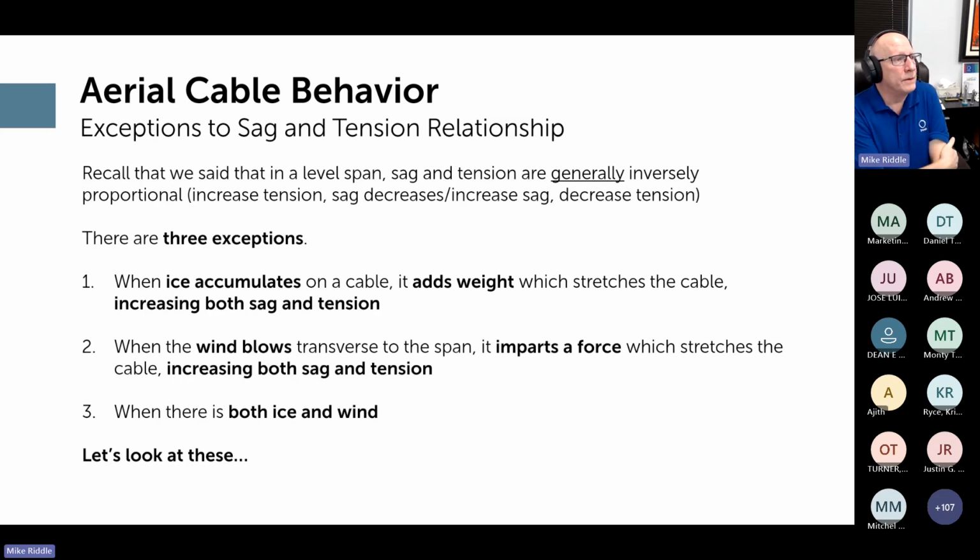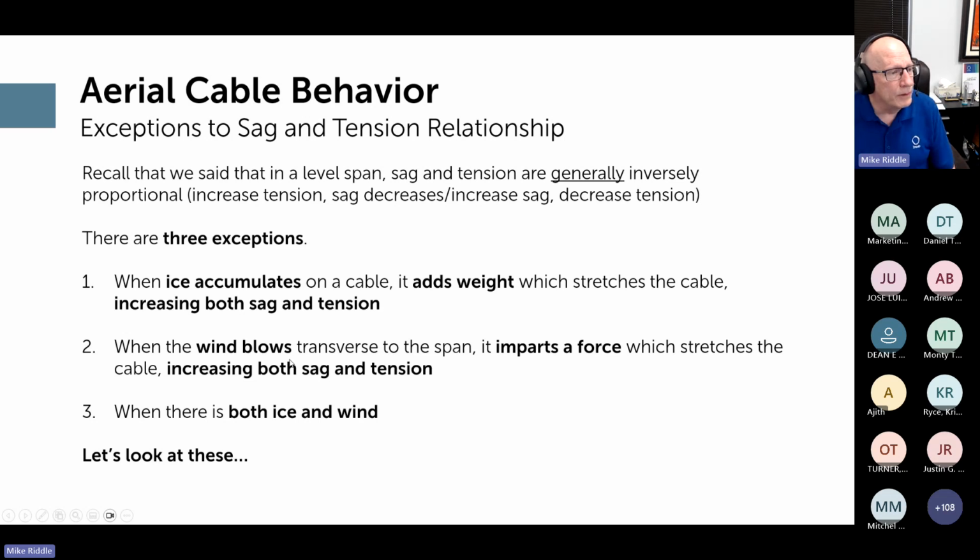Instead, I have to move on to those exceptions to the sag and tension relationship that we talked about earlier. Recall that in a level span, sag and tension are generally inversely proportional. So increase tension, you decrease sag, or if you increase sag, you're decreasing tension. There are three exceptions to this. One, when ice accumulates on a cable, it adds weight, which in turn stretches or elongates the cable, which thereby increases both sag and tension. Remember, it should be that if you increase sag, you decrease tension, but instead we're going to be increasing both.